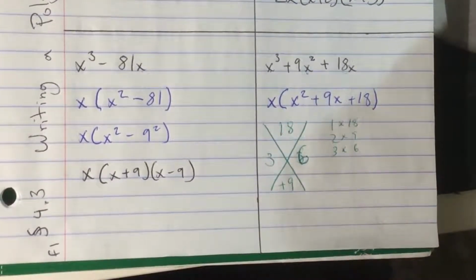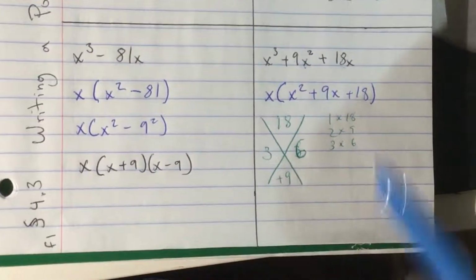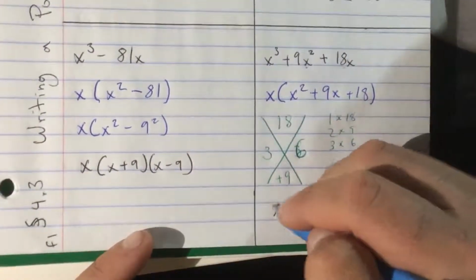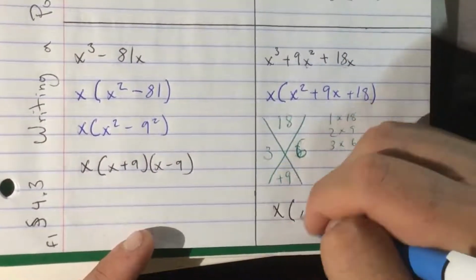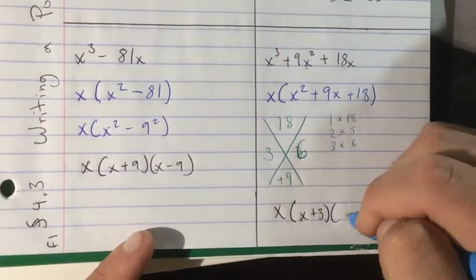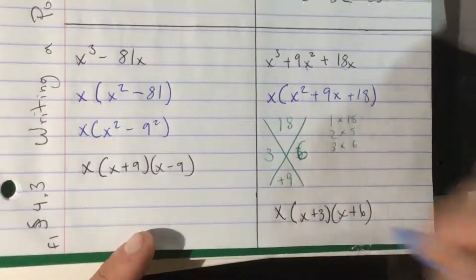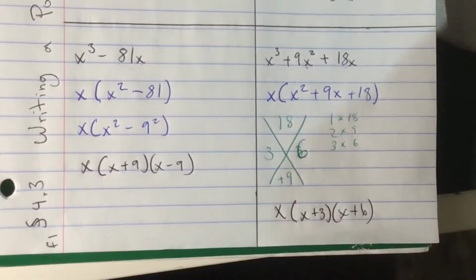So that means we can go ahead and switch to our black. Our original x would come down, and then we have our x plus 3 and our x plus 6 to finish off the factoring. So these are all polynomials in factored form.